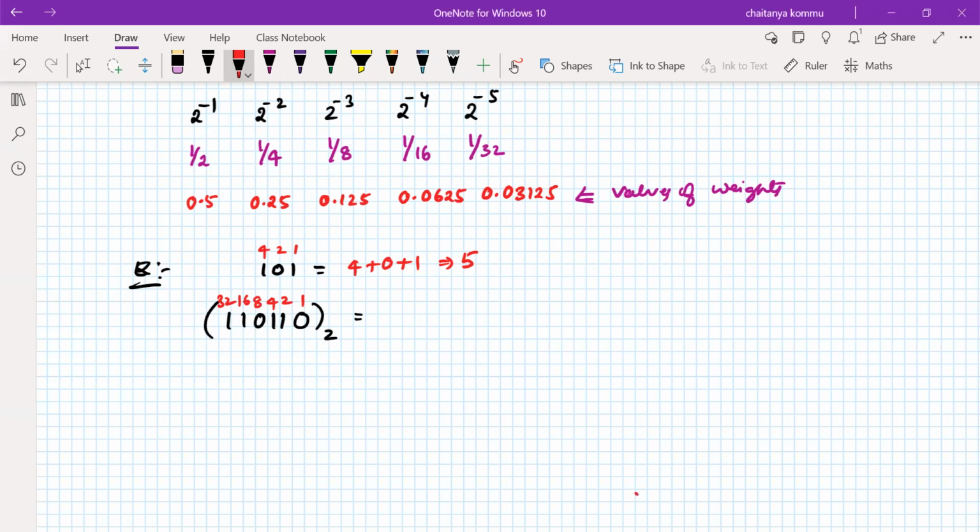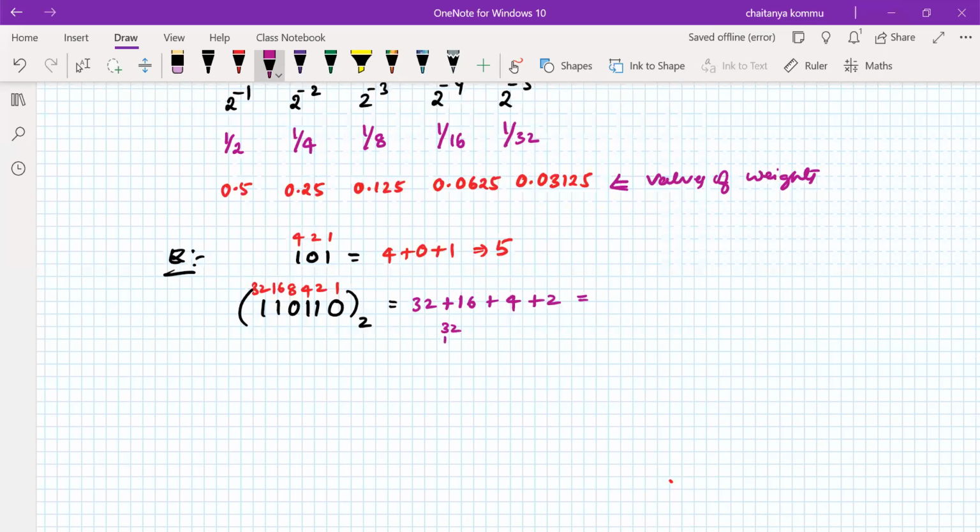Fine. So what is this value? This value is 32 plus, whenever we have a coefficient 1, we have to take those weights only. Another one is 16. Weight 8 is not required. Weight 4 is required. Weight 2 is required and weight 1 is not required. So add all these things. 32 plus 16 is 48, 12, 13, 14, 54. Therefore, base 10 will be the answer 54. So from this one, we can calculate that.